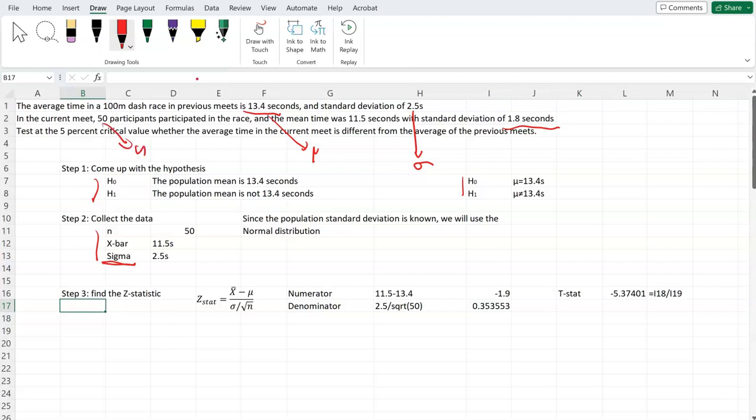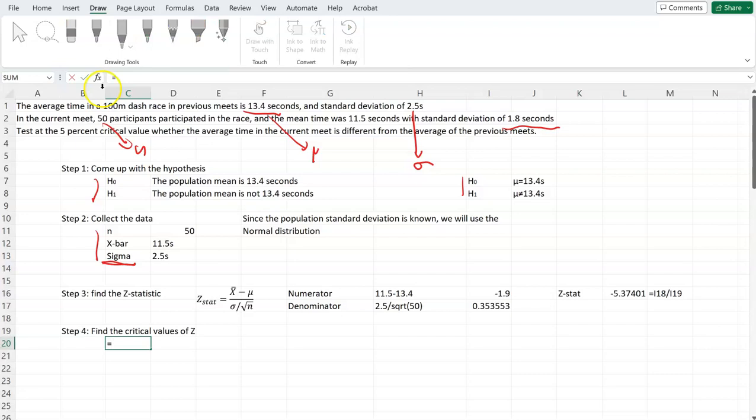And then I find that instead of the t-stat, this will be my z-stat. It will be negative 5.37. After that, step 4 would be to find the critical values of z. Again, because it's a two-tailed test, we can find the two sides of it.